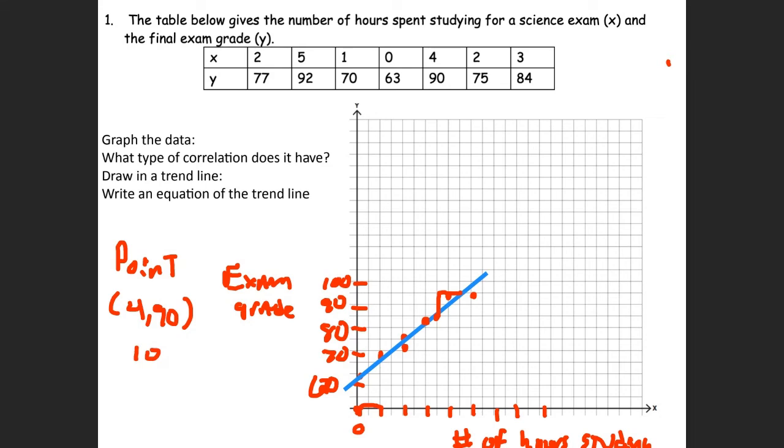So now I can write my equation. y minus 90 is equal to 10 times (x minus 4). Now I do ask you to write it in slope-intercept form on the project, so you would just rewrite this. But that's how you would write your equation.